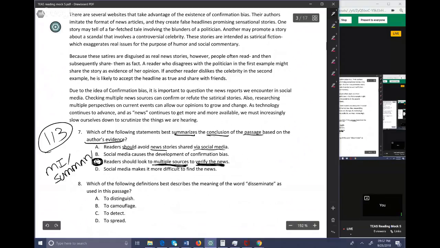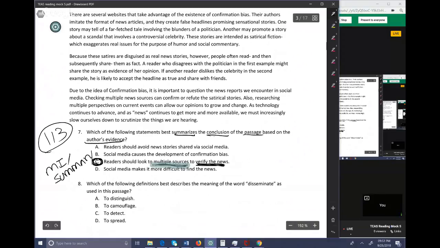You can't say that social media causes the development of confirmation bias. Confirmation bias already exists within us. Social media is a place where it happens. So that would also be wrong. That would be misusing that definition. And then, social media makes it more difficult to find the news. That might have been tempting for a second. Social media's presence, the existence of social media, does not make it harder to find the news. It makes it easier to run across more things that are inaccurate. It doesn't actually make it harder to find it.